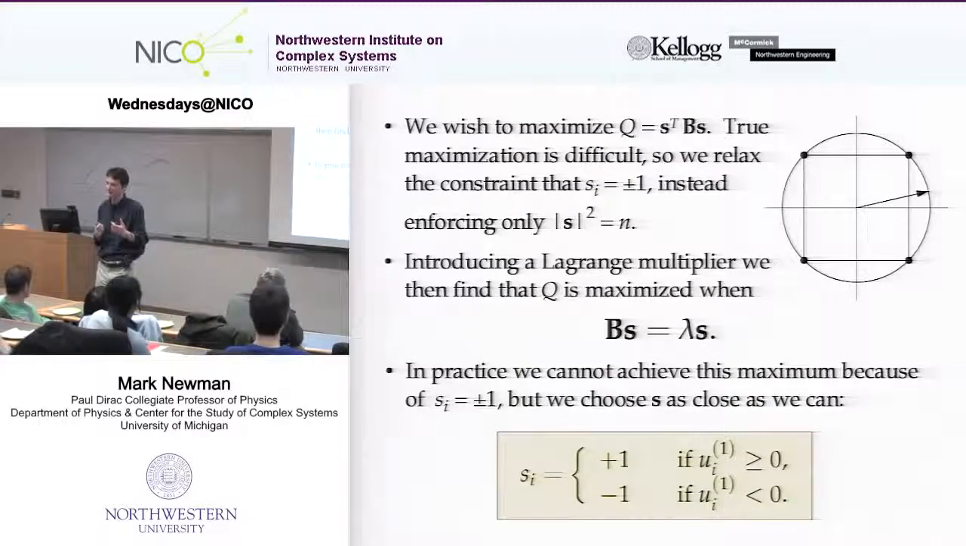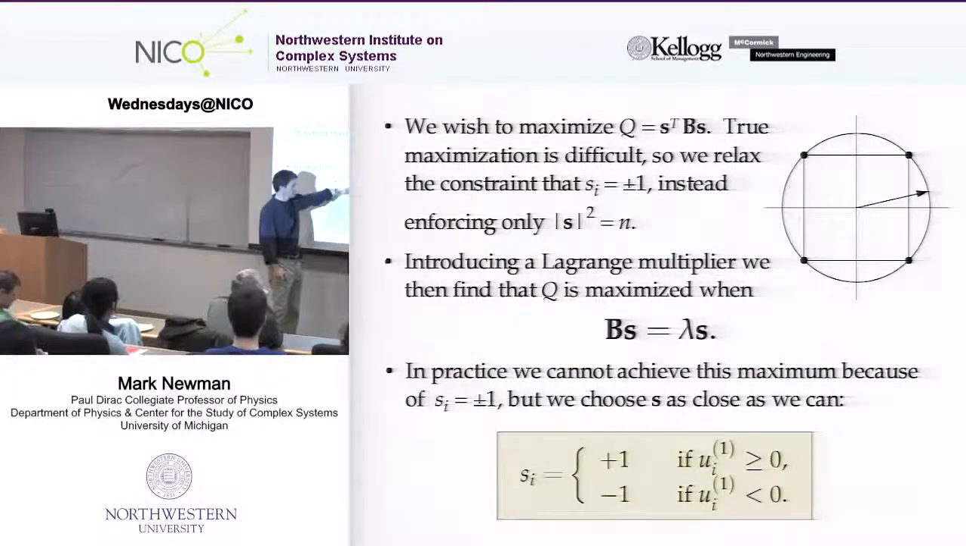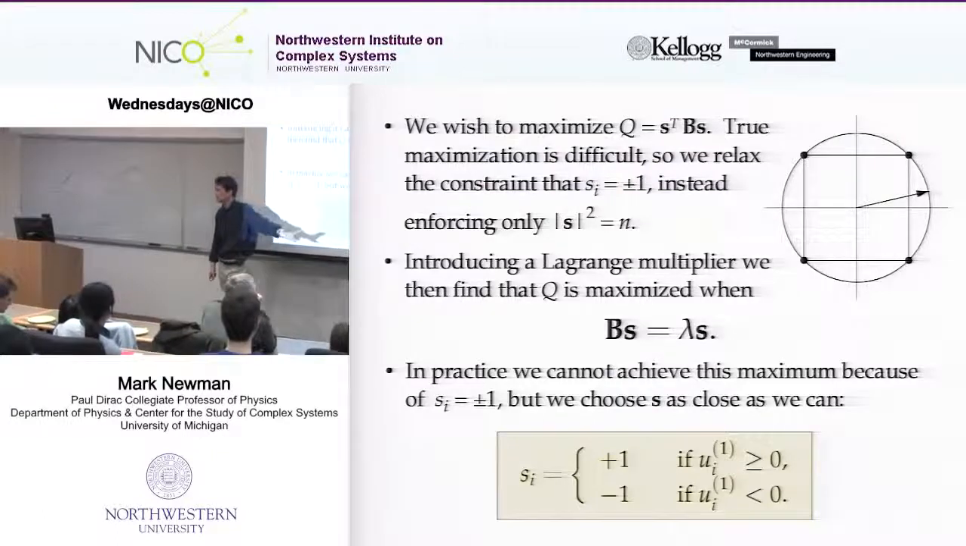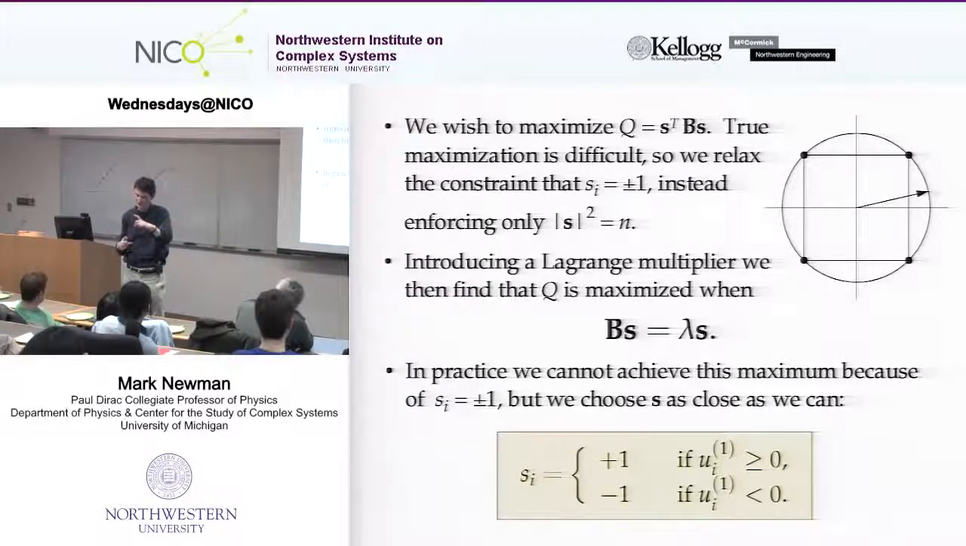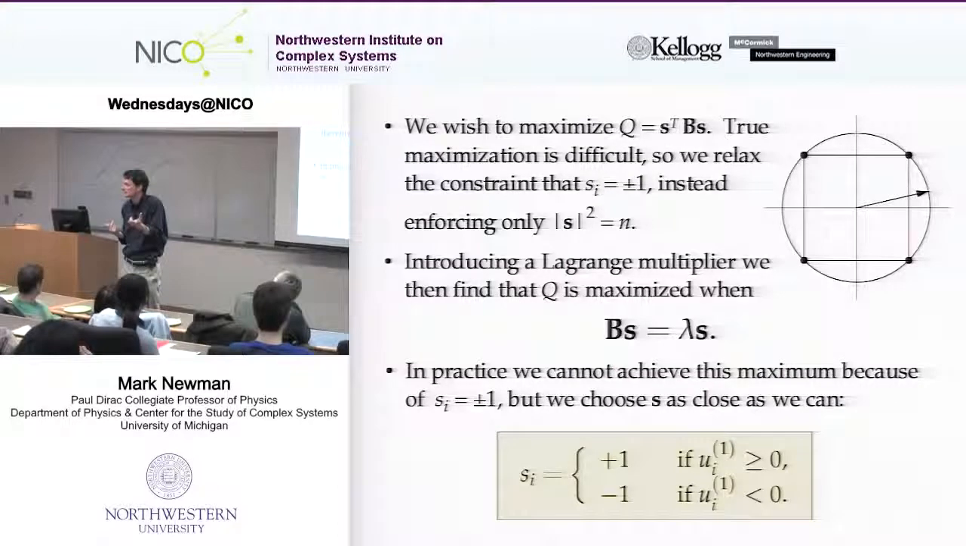That value S doesn't necessarily have elements that are plus or minus 1. It can have elements that have any real value. So then I just take that eigenvector and I round it off to plus or minus 1. The ones that are positive, you round up to plus 1. The ones that are negative, you round down to minus 1. So basically, you're just looking at the signs of the elements of the leading eigenvector.